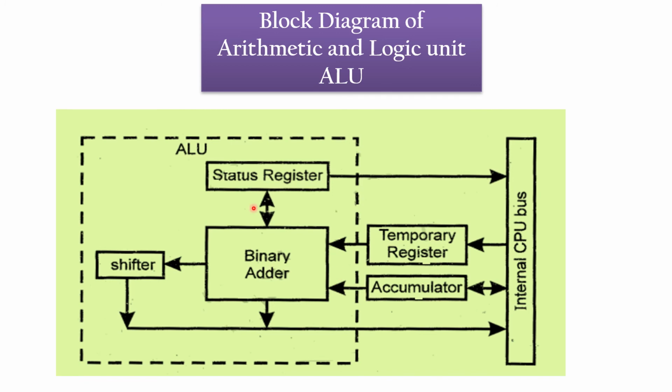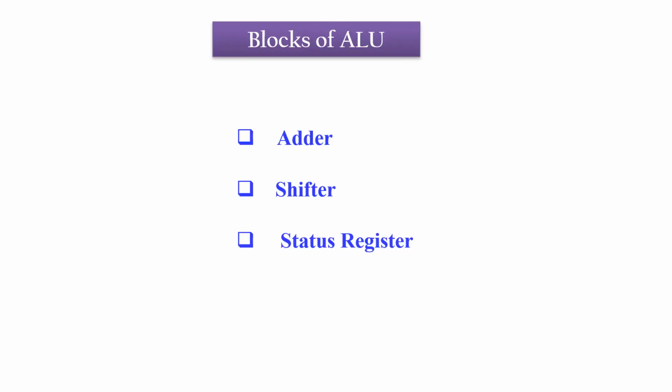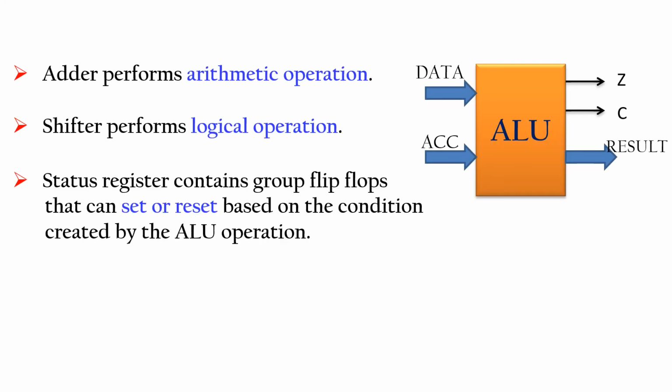So we have a binary adder, status register, a shifter, and the accumulator and temporary register. These are not part of the ALU proper, but they are considered as part of it. What are the blocks of ALU? Adder, shifter, and status register. Let us see the function of each block.